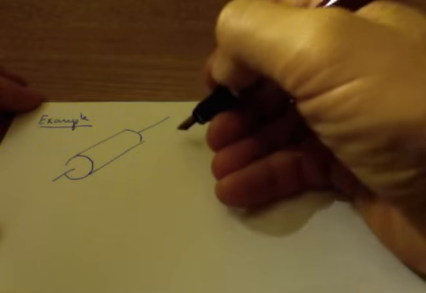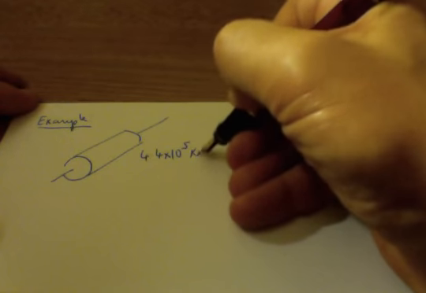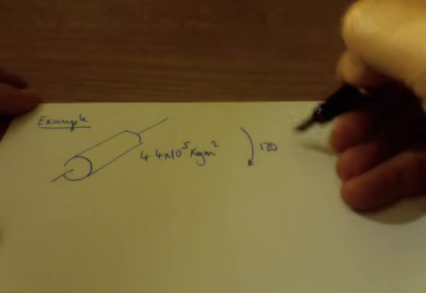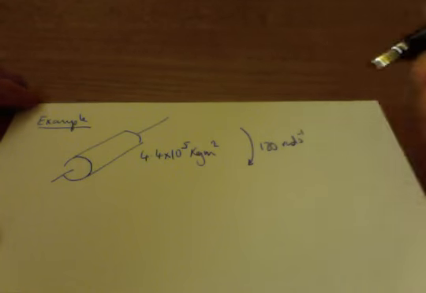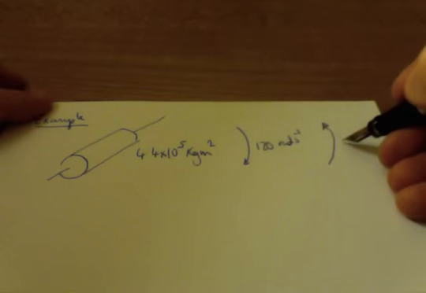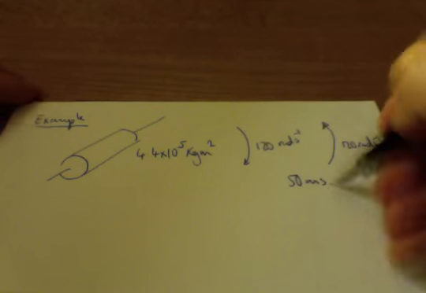Okay then, let's talk about the last one. Let's have a rotating column, and let's say it has a moment of inertia of 4.4 times 10 to the minus 5 kilogram meter squared. It's running initially at 120 rads per second, but we're going to stop it and make it move backwards at the same speed, 120 rads per second, and that's going to happen in 50 milliseconds, a really fast change.